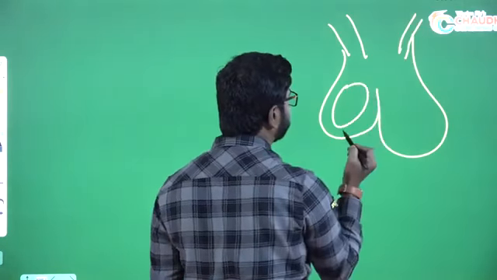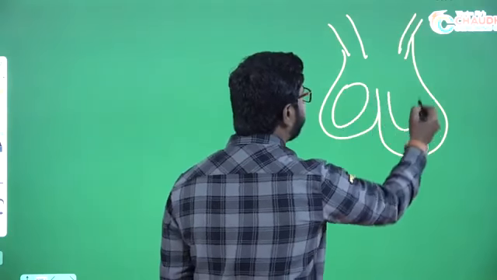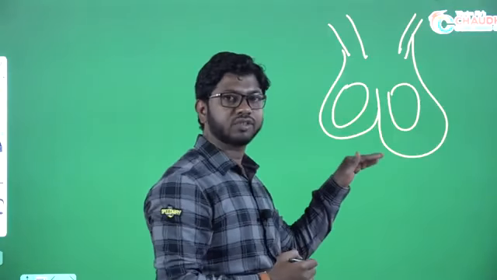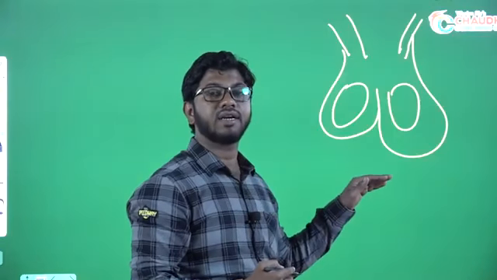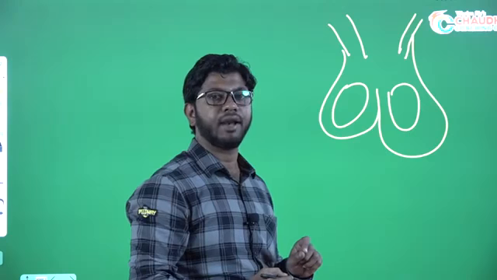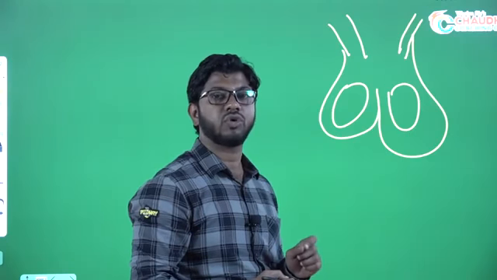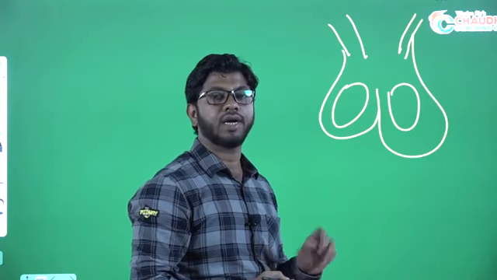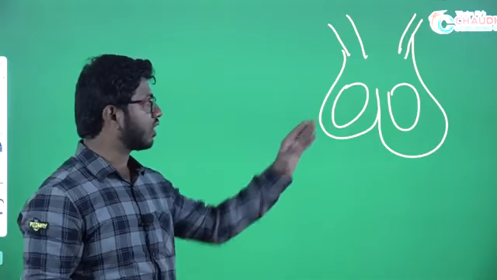Okay, and when the testes fail to descend into the scrotum, it is a disorder which leads to sterility in the male, and that disorder is known as cryptorchidism. In this video lecture, we are going to discuss the structure of the testes in more detail.